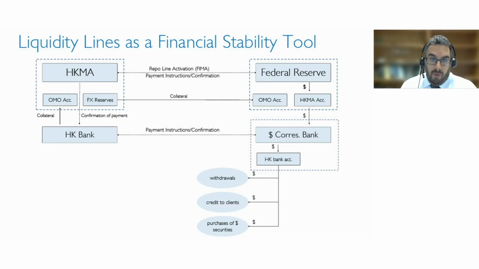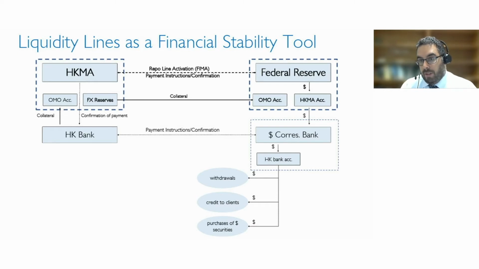So the HKMA borrows from FIMA to fund the US dollar liquidity facility for Hong Kong banks. The main difference is that, in this transaction, it's a repo line, it's not a swap line. So the HKMA will pledge its FX reserves as collateral rather than providing a deposit of Hong Kong dollars. And they will sit on account at the Federal Reserve rather than being held on account within the HKMA. Beyond that, we basically see the same sequence of transactions.